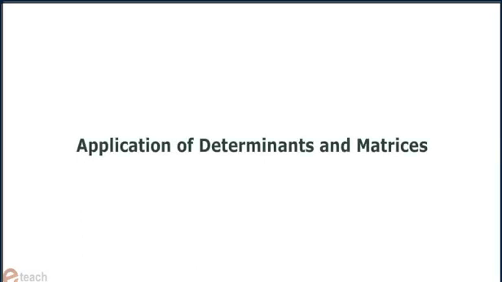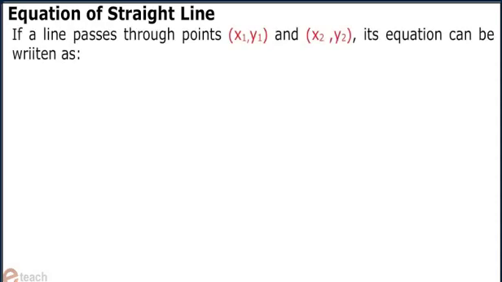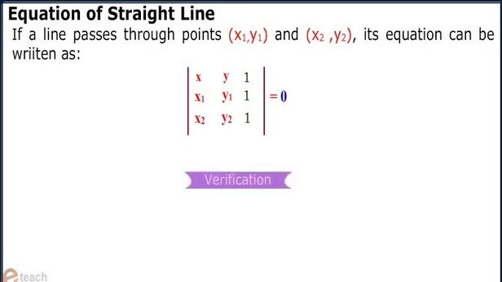Let us study applications of determinants. Equation of straight line. If a line passes through points (x1, y1) and (x2, y2), its equation can be written in the determinant form as the determinant with rows (x, y, 1), (x1, y1, 1), (x2, y2, 1) is equal to 0.